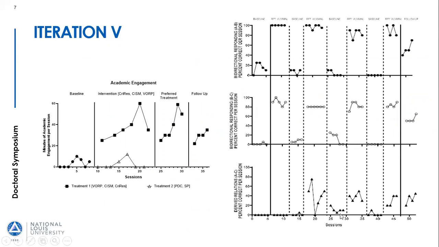But this bottom one is called derived relational responding, or combinatorial mutual entailment. This is learning through inference. So this is her learning without any direct training or instruction. And we see a smaller reversal here. But this is something that to date has only been shown in humans. We haven't demonstrated this in any other animals yet.